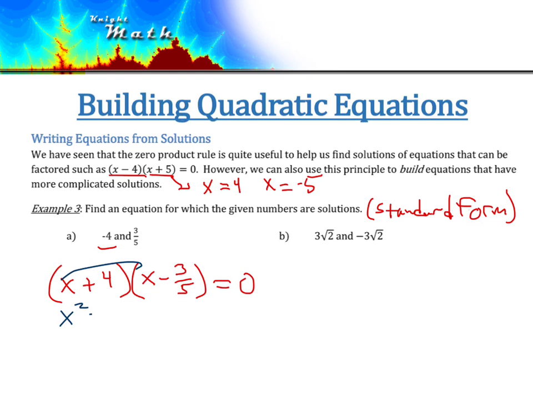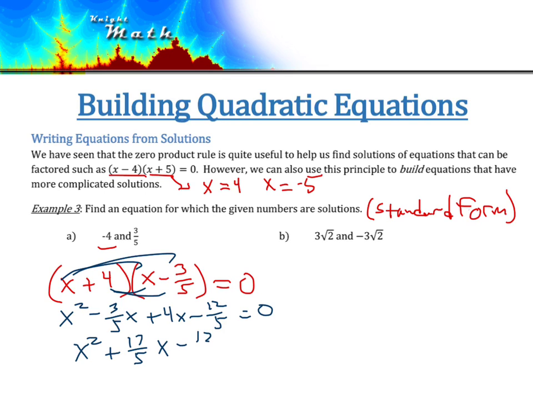We've got x squared minus 3/5 x. We're just kind of foiling out here, if you like to think of it that way. Distribution is a more general way. 4 times 3/5, that's going to be negative 12/5. We can clean it up here. x squared, let's see. 4 is 20 over 5. So this is 20/5 minus 3/5. 20/5 minus 3/5 is going to be 17/5. Just leave it as an improper fraction. That's all good. Equals 0. There's our standard form. So given the solutions, we can find the equation.